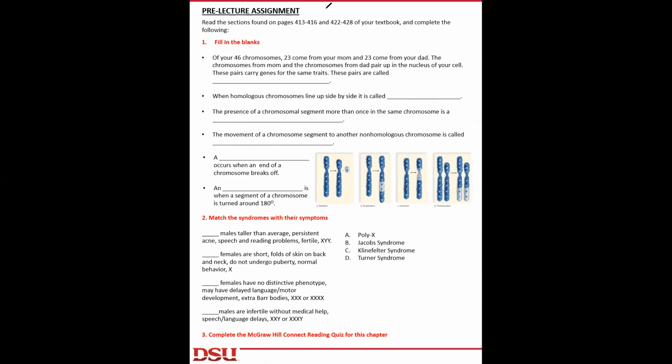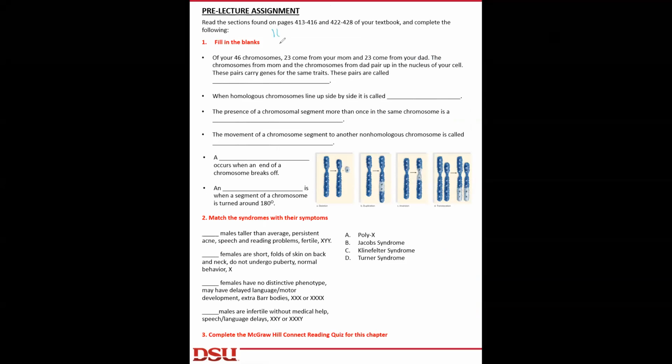So this first one, of your 46 chromosomes, 23 come from your mom and 23 come from your dad. The chromosomes from mom and the chromosomes from dad pair up in the nucleus of your cell. These pairs carry genes for the same traits, okay? So let me just remind you before I give the answer here.